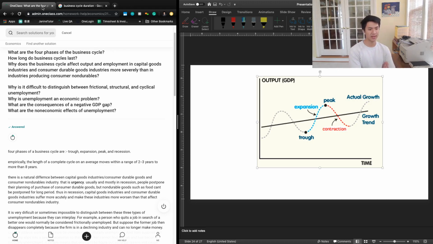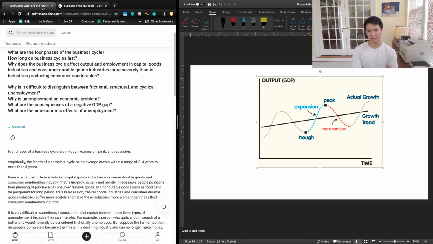So the previous tutor said there is a natural difference between capital good industries and consumer durable goods and consumer non-durable industry. That difference is urgency. Usually and mostly in recession, people postpone their planning of purchase for consumer durable goods, but non-durable goods such as food can't be postponed for long periods.